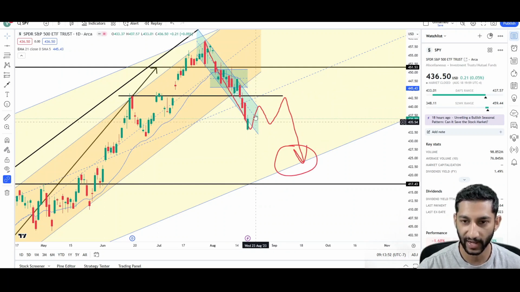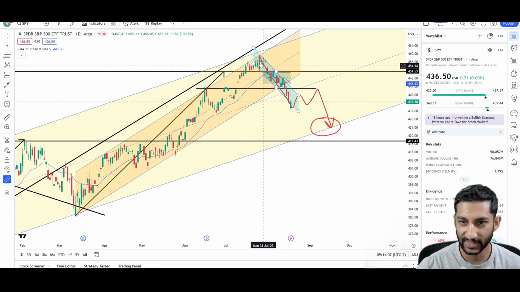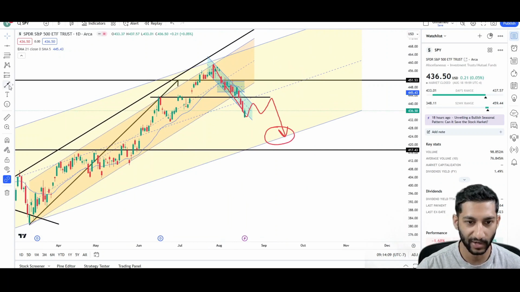So what can occur now? This is what I drew out. I'm looking for a pullback up to the 443 level because it was resistance in the past. We just pushed through it after just bouncing from it slightly. There's a good chance we could come back to it and find resistance for another leg down, because this is technically one leg down. So generally the market moves in twos.